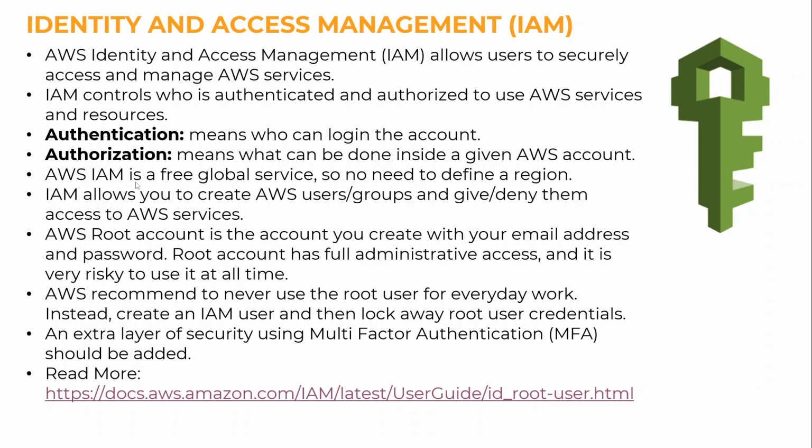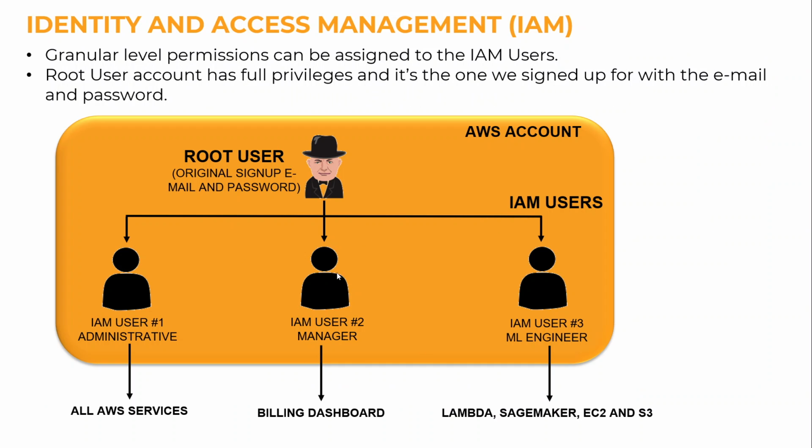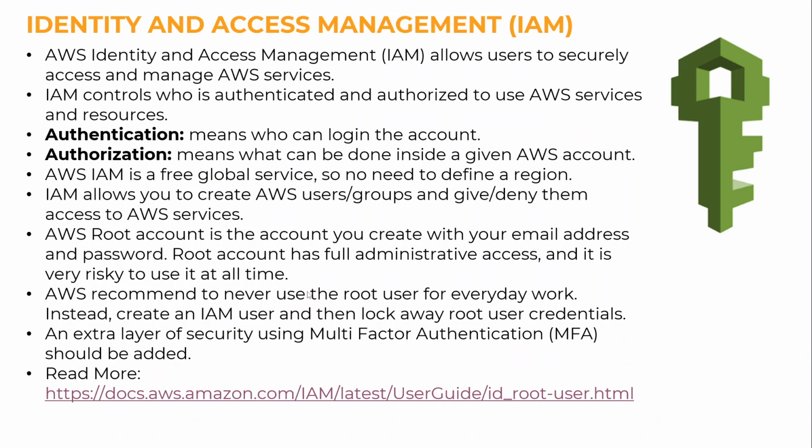And IAM is a free global service, so you don't need to define any region. If you guys remember, we learned about various AWS regions and availability zones. When you use IAM, you actually don't need to define a region because it's a global service. IAM allows you to create AWS users and groups and deny them access to AWS services. And we have a slide coming up to show you guys what I mean by that.